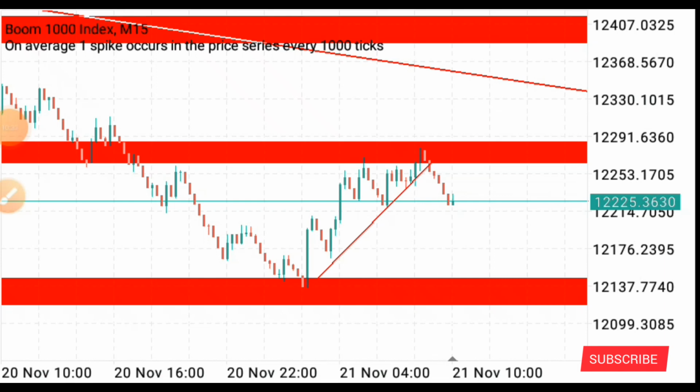Alright, so having done your analysis like this, you can go ahead, add your strategy, or add any other thing you use that will work for you best, and then you wait for your confirmation before taking your entry. Alright, so this is what I see currently on the boom market.